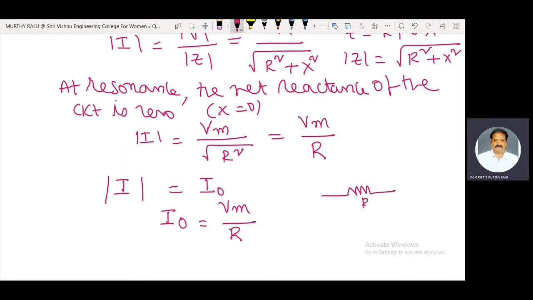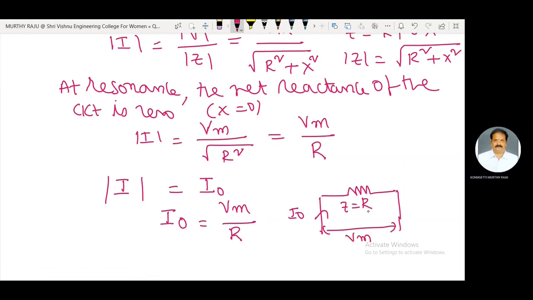At resonance condition, the impedance of the circuit is resistive in nature. The current flowing through this circuit is I naught. The voltage, this one is Vm. Therefore, VR, the voltage across that resistance, is equal to Vm, because this Vm is the applied voltage at resonance condition.